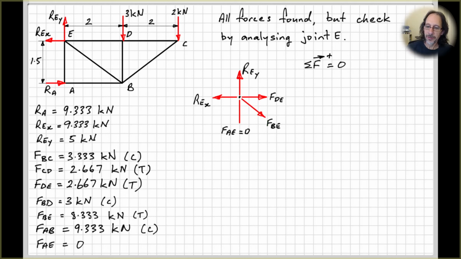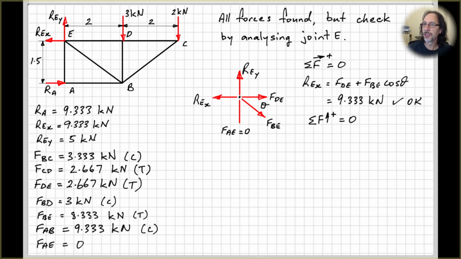So if we do our equations of equilibrium there, we have REX equals FDE to the right plus FBE cos theta. So we get REX equals 9.33 kilonewtons. So what I've done is just to use the values that we calculated through method of joints to confirm that it ends up being equal to our external reaction force. Okay, so that check is okay.